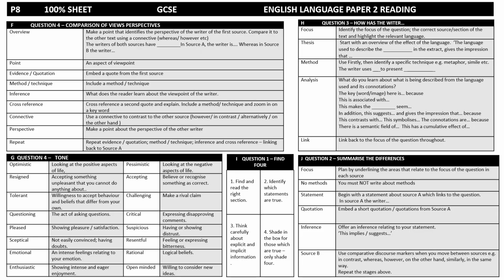Here's a reminder of each particular question. For example, question 4 is box F, then box G is tone, which links to question 4. Box H is how's the writer. Box I is find 4. And finally, box J is summarise the differences, which is what we'll be looking at today.